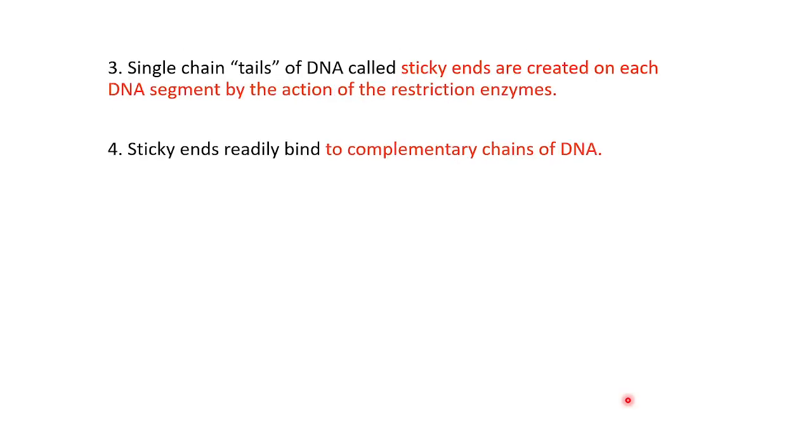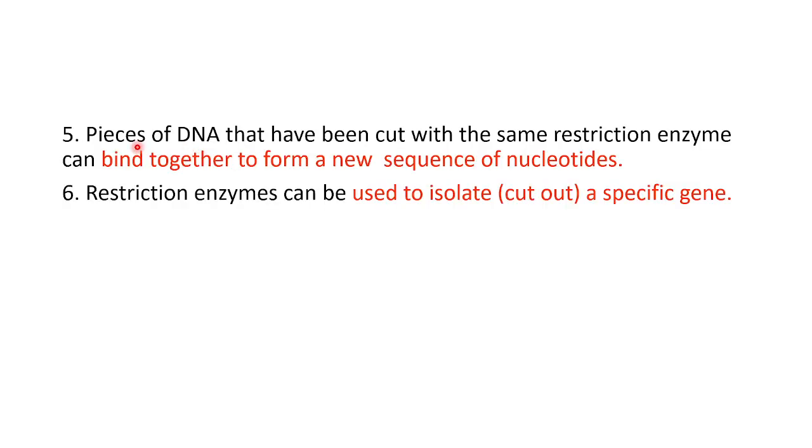The other thing about these restriction enzymes is that the single chain tails of DNA are called sticky ends. They are created on each of the DNA segments by the action of restriction enzymes, and sticky ends readily bind to complementary chains of DNA. So the pieces of DNA that have been cut with the same restriction enzyme can bind together to form a new sequence of nucleotides, and restriction enzymes can be used to isolate a specific gene.